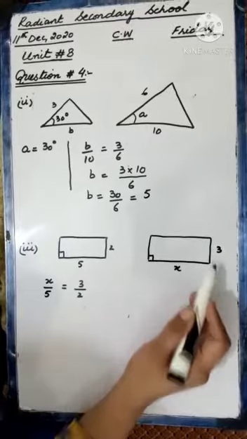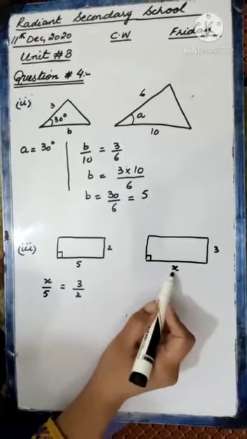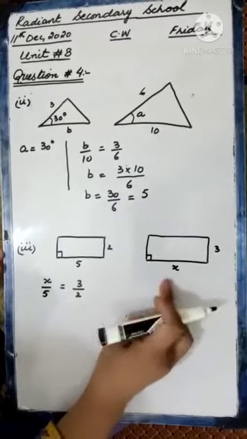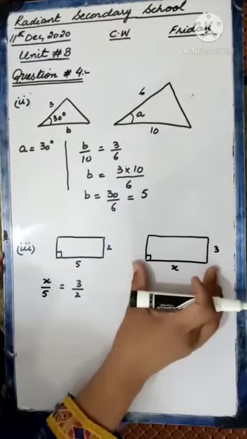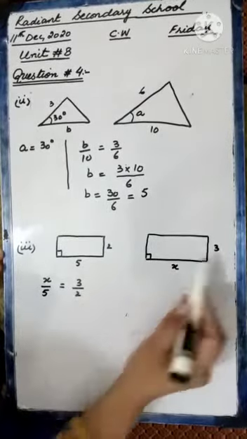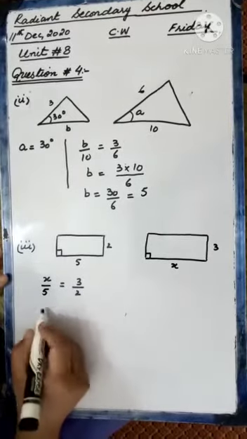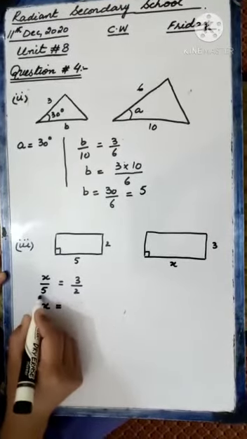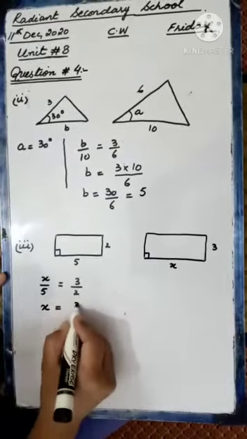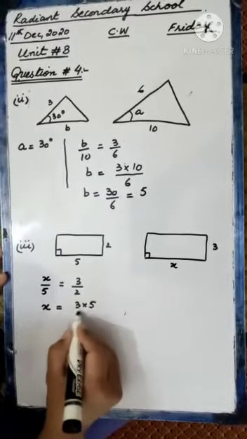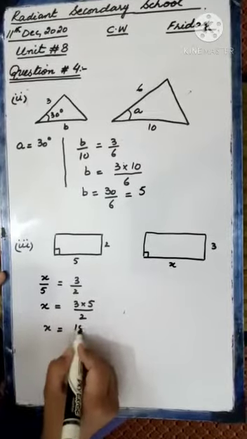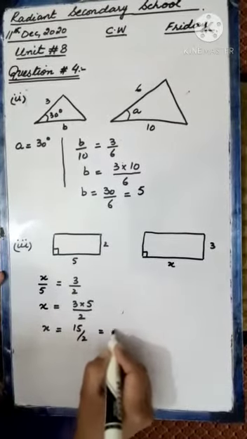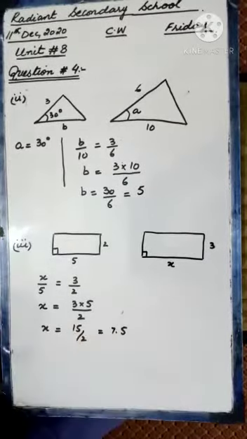It will be wrong because you have taken the first corresponding side of this figure. So after equality you have to take the same figure first. x ratio 5 will be equal to 3 ratio 2. Now 5 is dividing here, on the other side it will be multiplied. So x will be equal to 15 by 2, which is equal to 7.5.